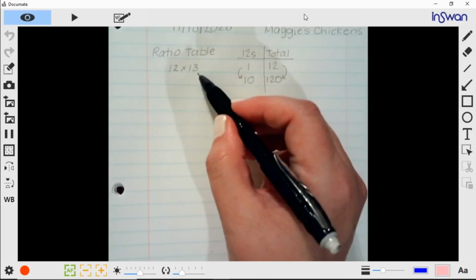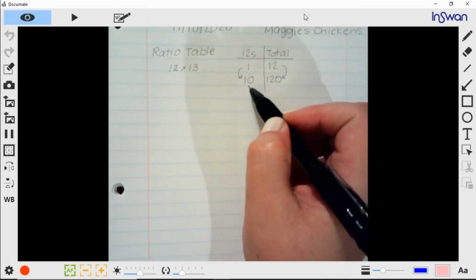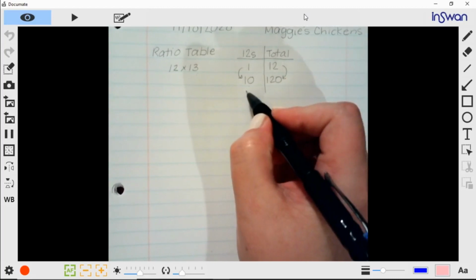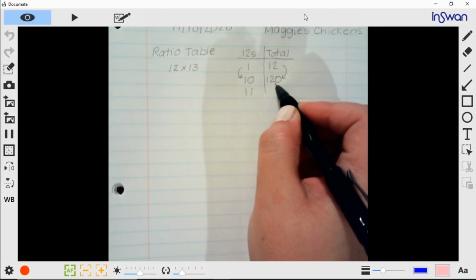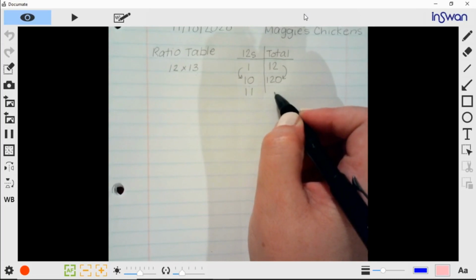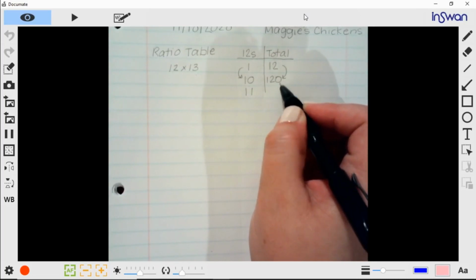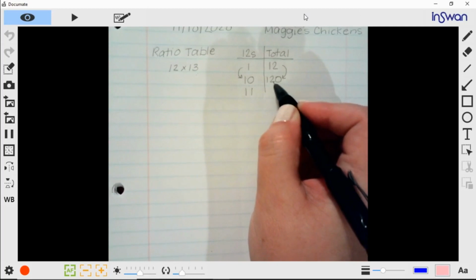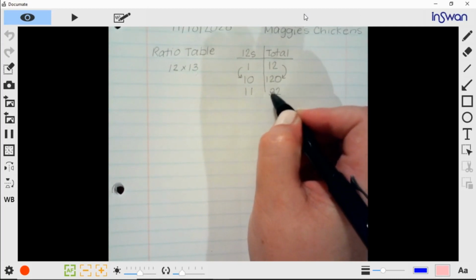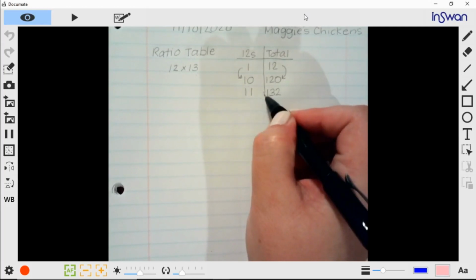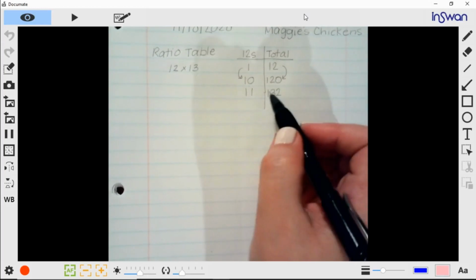We're trying to get to 13. We've made it to 10. So let's go one more. So 11 groups of 12 would be 120 plus another group of 12. So we know that the 0 and the 2, we've got 2. Here we have one more, would be 3. And we didn't regroup at all. All right, so we're getting closer.